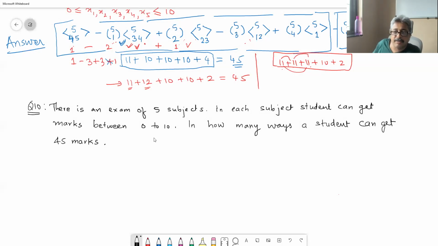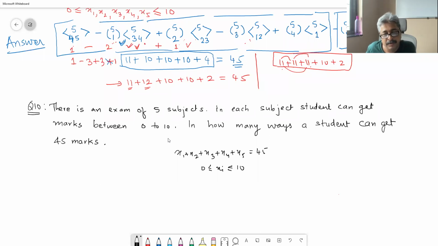x1 plus x2 plus x3 plus x4 plus x5 is equal to 45, 0 is less than or equal to xi is less than or equal to 10. This is the setup of this word problem, and therefore the answer is 126. Now, why is this theory so great? Let me tell you now.